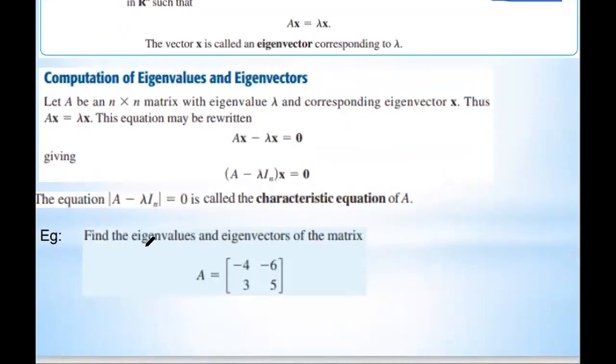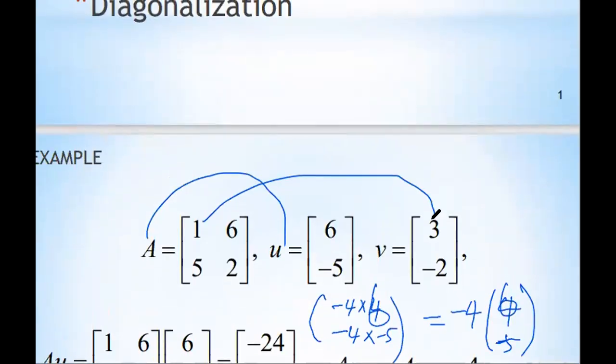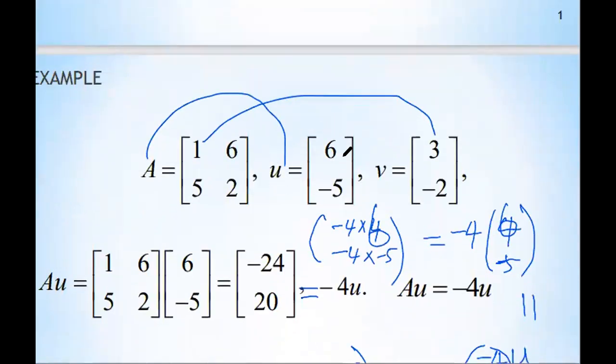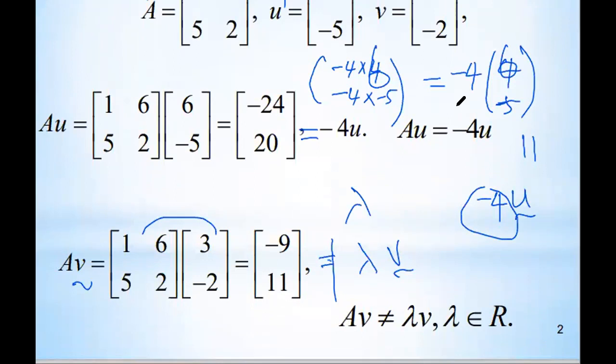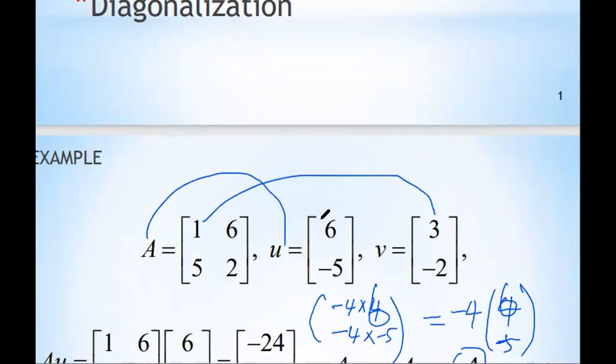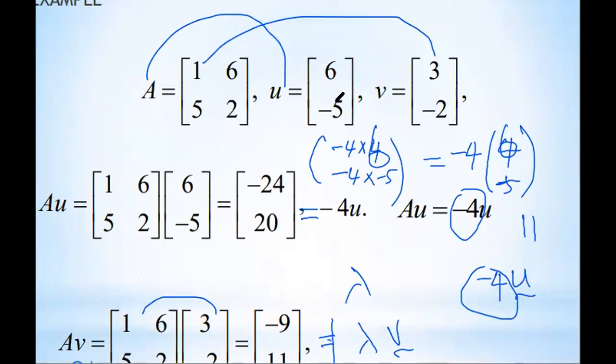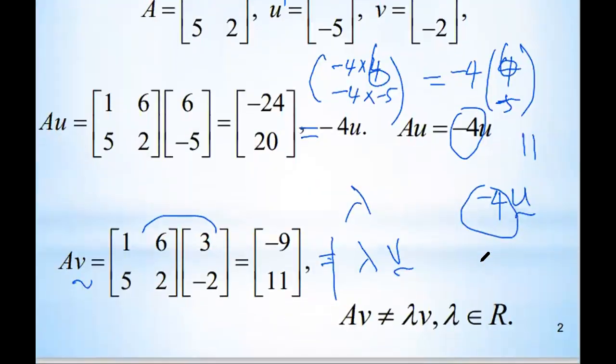So for a given matrix, let's find eigenvalues and eigenvectors. Here, AU equals minus four times that vector U. So this scalar is called the eigenvalue corresponding to this vector. And this vector is called the eigenvector, right? This is the eigenvalue.